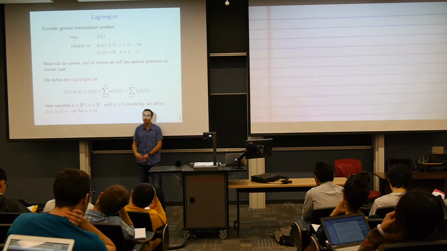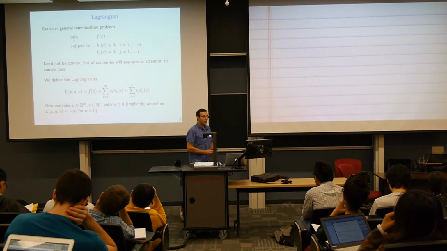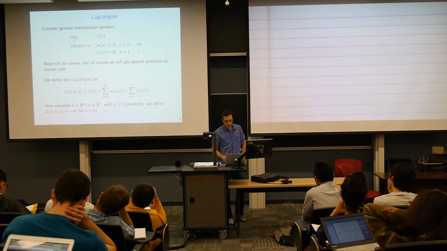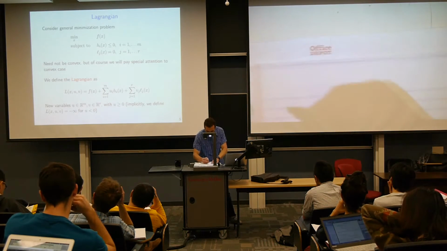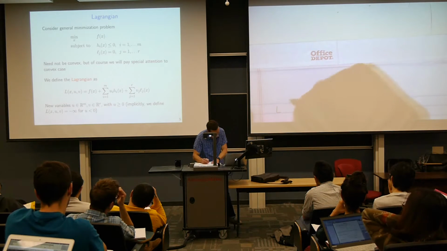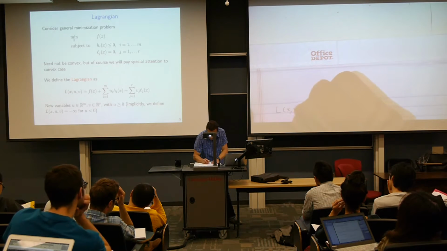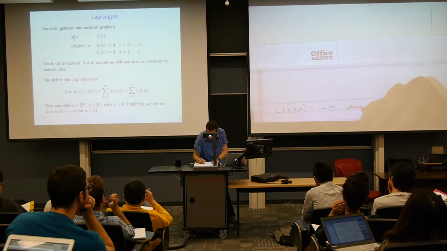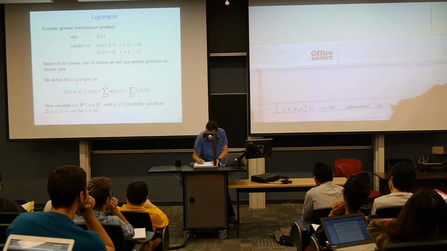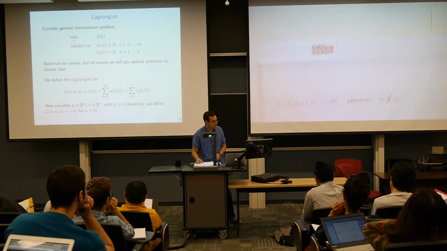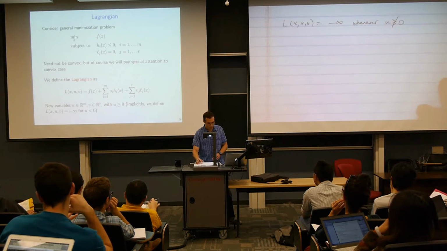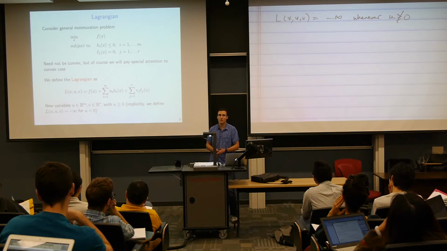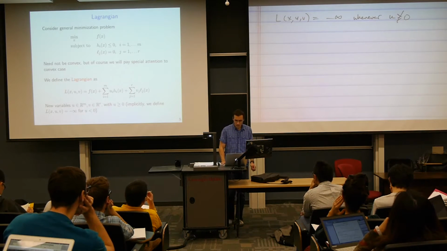So we can just think about it as if we happen to pick a u that's smaller than 0 in any component. So that statement should actually say L of x, u, v is equal to minus infinity whenever u is not bigger than or equal to 0. So if any component of u is negative, then we can think of the Lagrangian as being minus infinity.